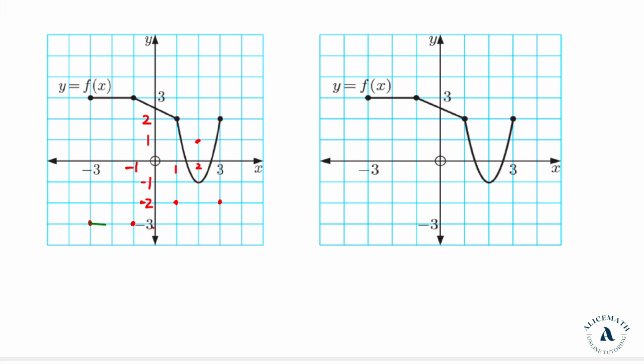Start from here to here, and connect. We need to keep the same shape as the previous graph. So here is the parabola. We need to draw the same parabola shape. Parabola shape, yeah.